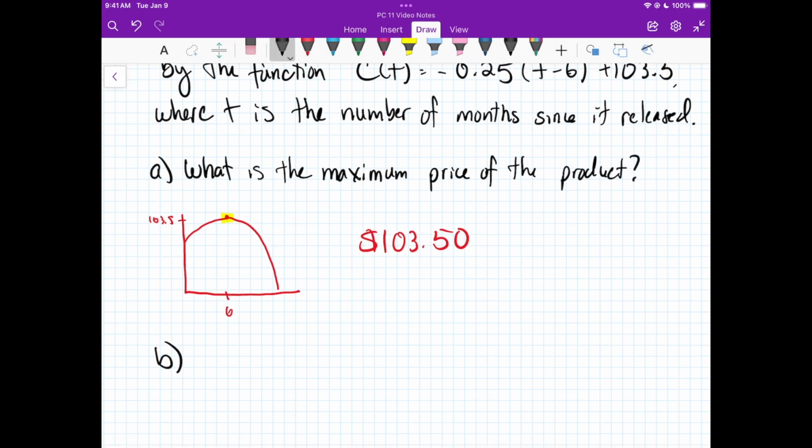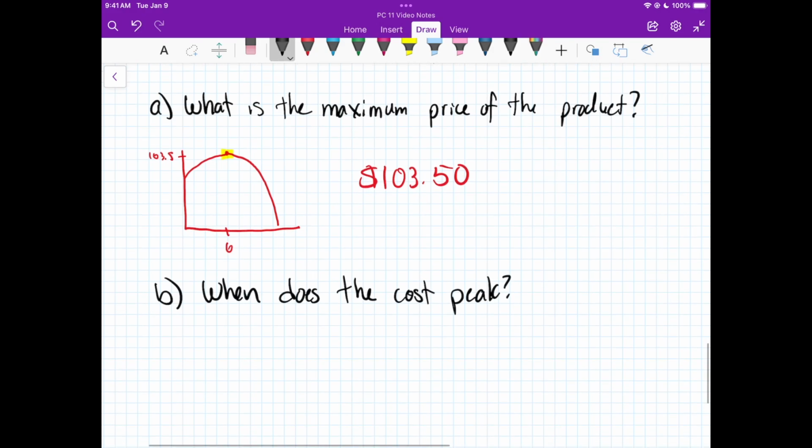Follow-up to that would be something along the lines of, when does the cost peak? So when does it hit that maximum? And so if we look at this, that is going to be where we land at 6 months. And there's lots of other things you can say about this. We can talk about y-intercepts, we can talk about domain and range, but that kind of wraps up what we're looking at in terms of standard form. So in our next video, we're going to learn how to go from standard back to vertex form, like if we wanted to draw some graphs.